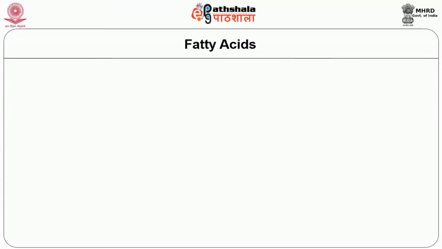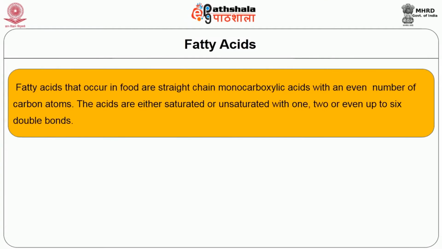To start with, fatty acids that occur in food are straight chain monocarboxylic acids with an even number of carbon atoms. The acids are either saturated or unsaturated with 1, 2 or even up to 6 double bonds.